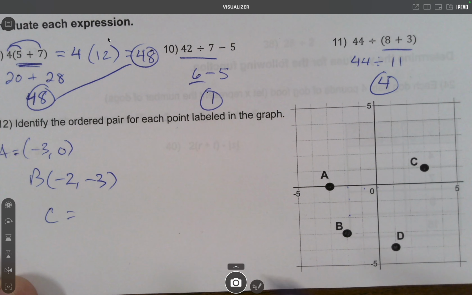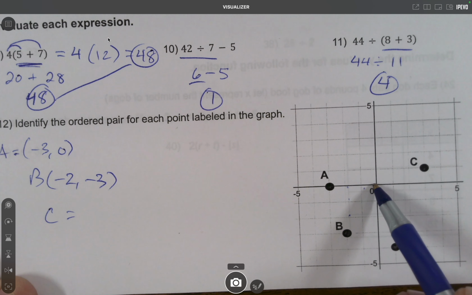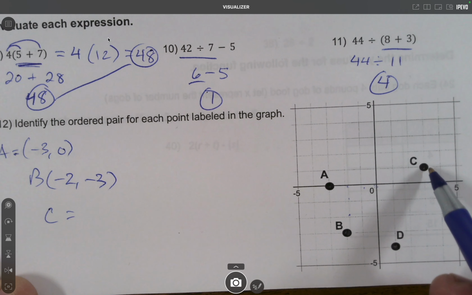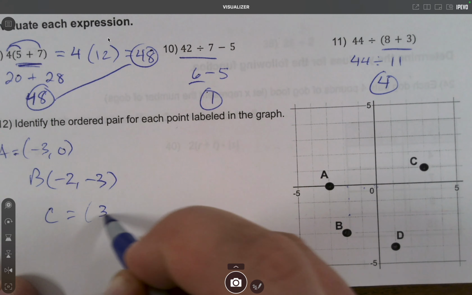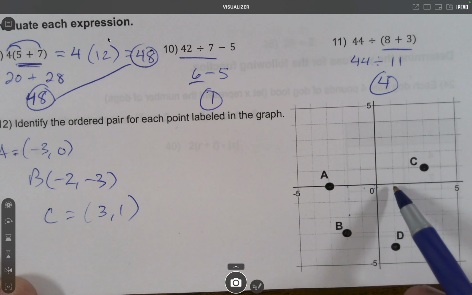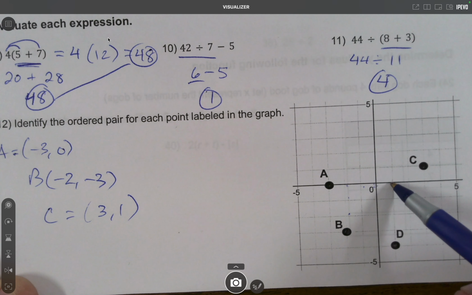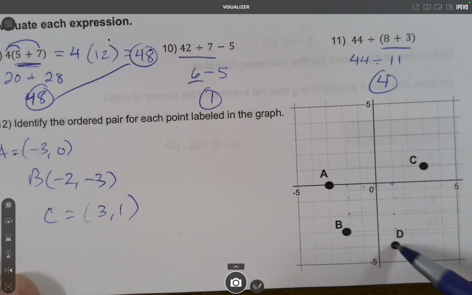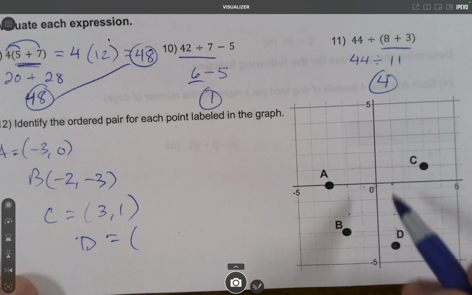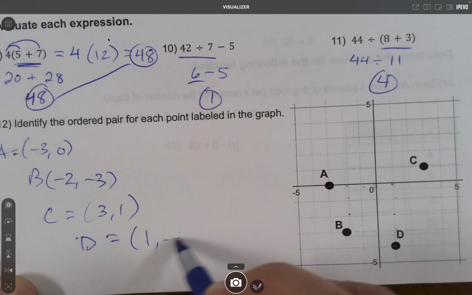Okay, C, start at the origin, we go right 1, 2, 3. That's positive, then up 1. So 3, 1. D goes to the right 1, that's positive, and then down 1, 2, 3, 4. So for D, go right 1, positive 1, then down 4.